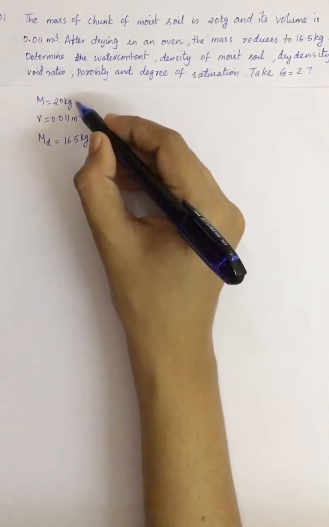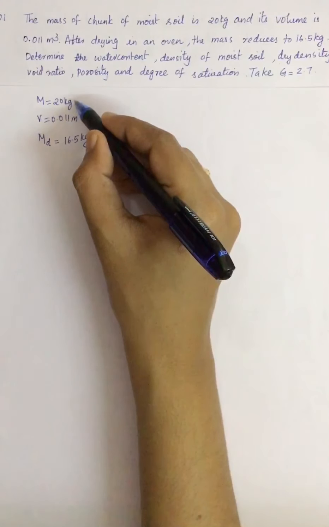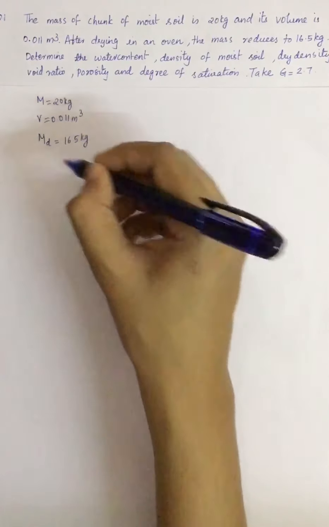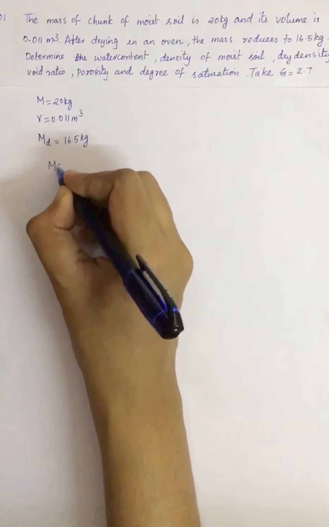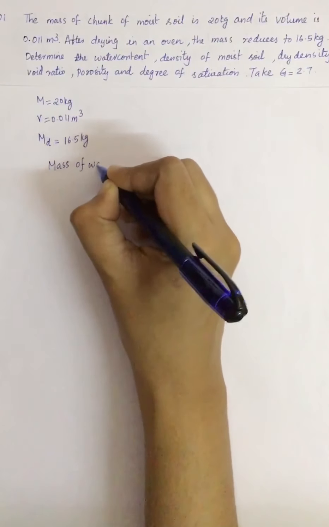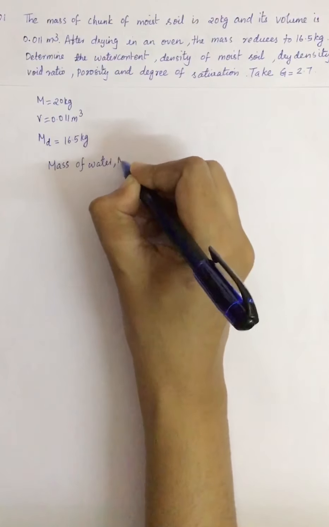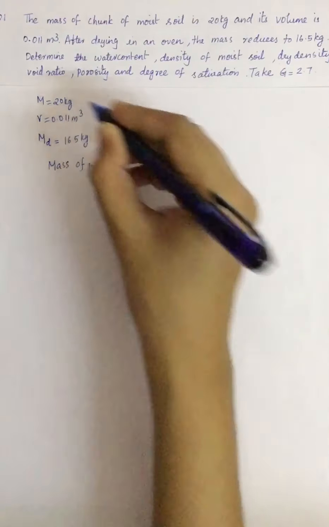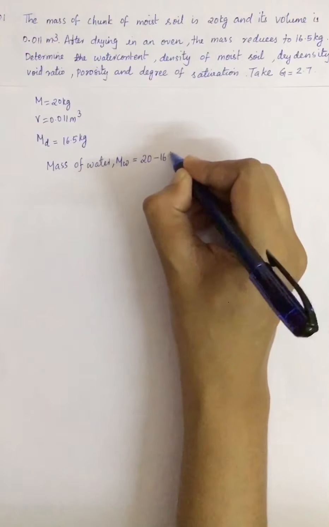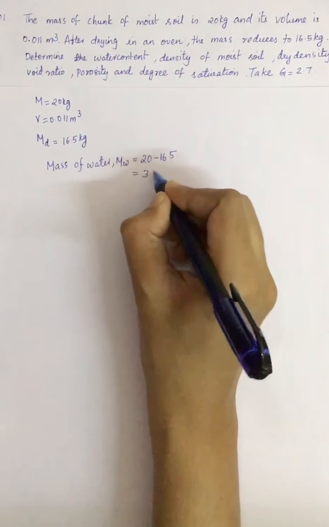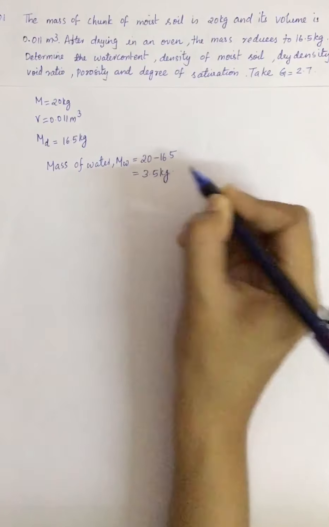The moist soil is having mass 20 kilogram. When it is dried, its mass reduces to 16.5 kilogram. So from this, mass of the water can easily be found out. That is MW, which is equal to the initial weight minus final weight. 20 minus 16.5, you will get 3.5 kilogram.